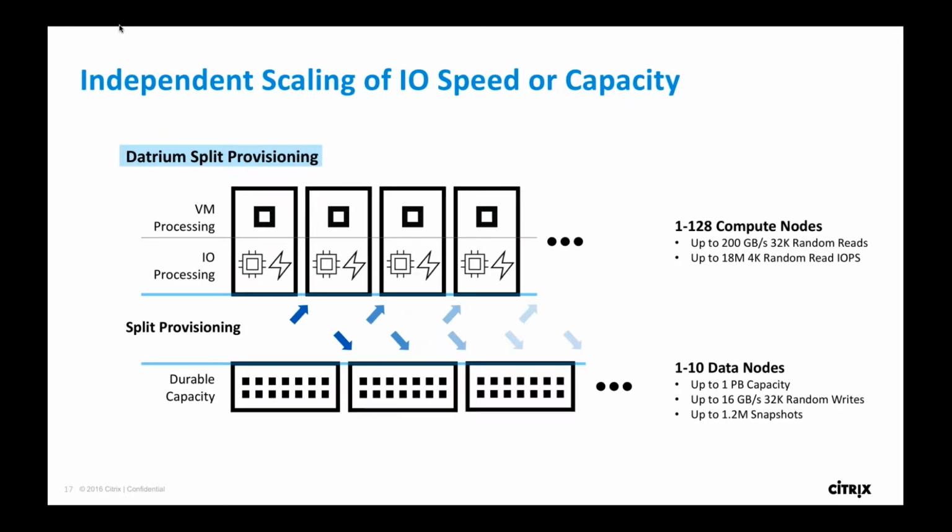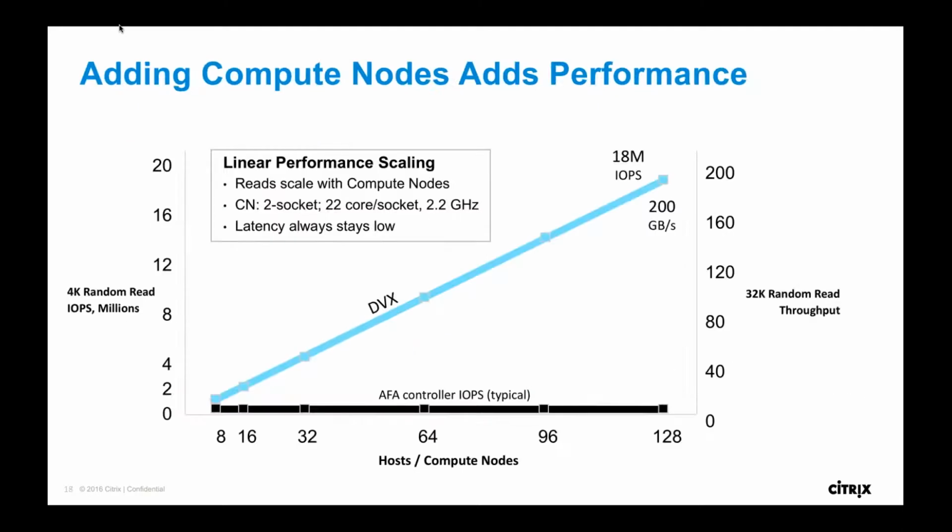From a scalability perspective, there are some very interesting numbers that we can achieve: up to 128 servers, 18 million IOPS if 4K random reads, all the reads are local, up to 10 data nodes, 1.7 petabyte effective capacity, and you can grow all the way to 16 gigabytes random write throughput. And VDI is heavily oriented towards writes, as much as 80% in some cases. So being able to cope with the random write is really important.